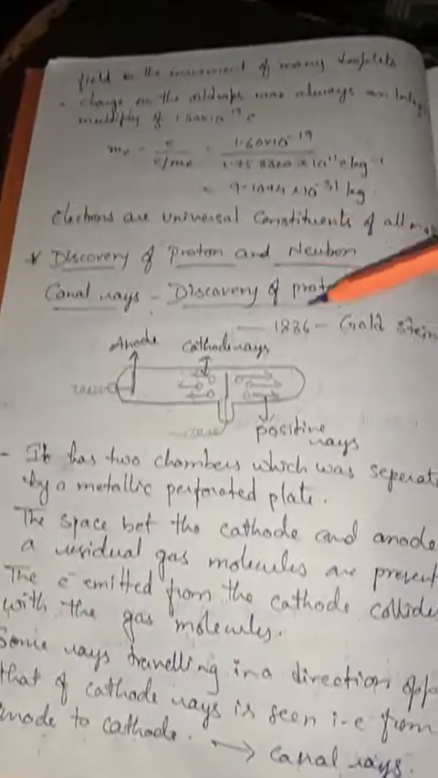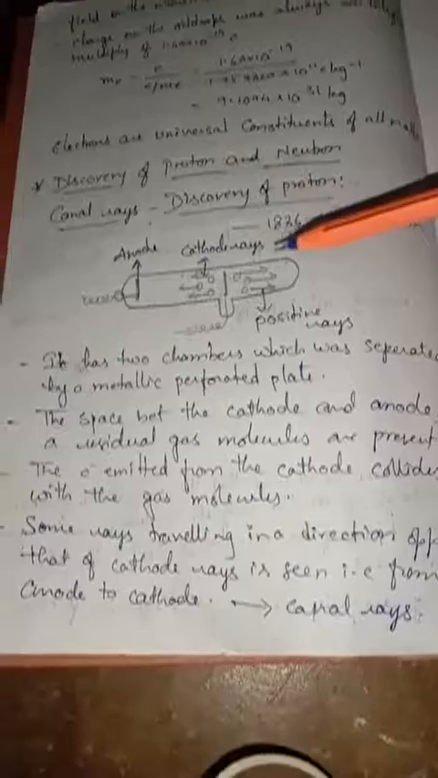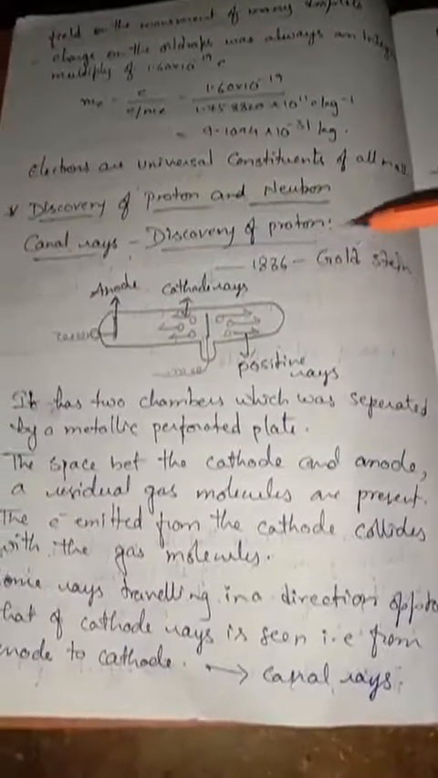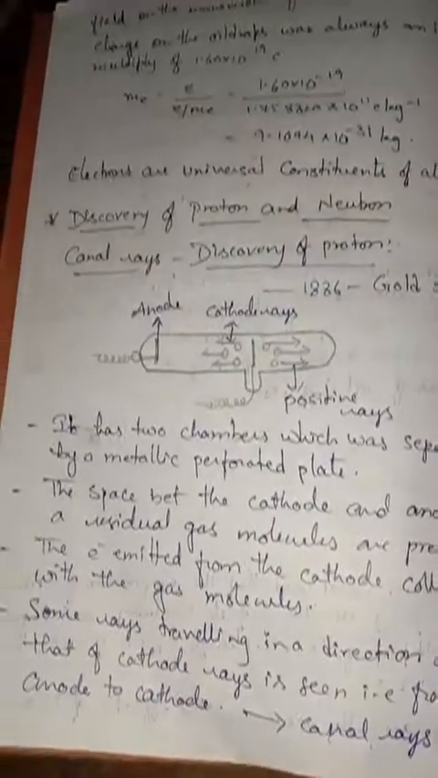And next comes the discovery of proton and neutron. Protons were discovered by Goldstein in the year 1886. Understand? So he did some experiment. Look at here, it is called canal rays. First we are seeing the discovery of proton. Who discovered it? Goldstein in the year 1886. So here, canal rays. What do you mean by canal rays and what things did he use, we will see.